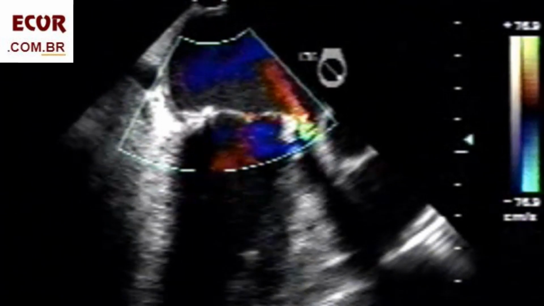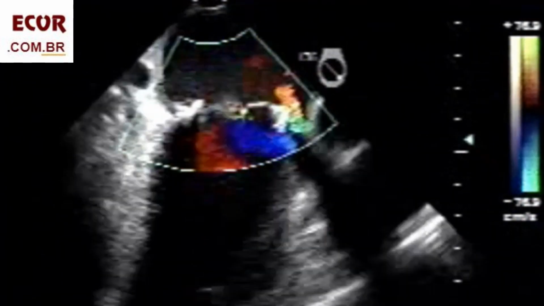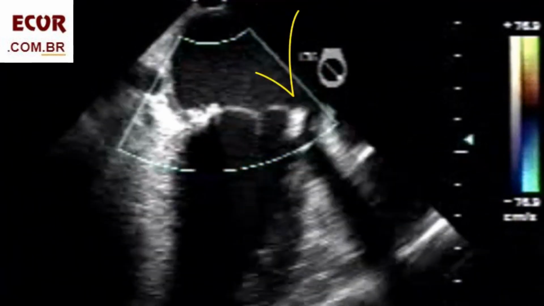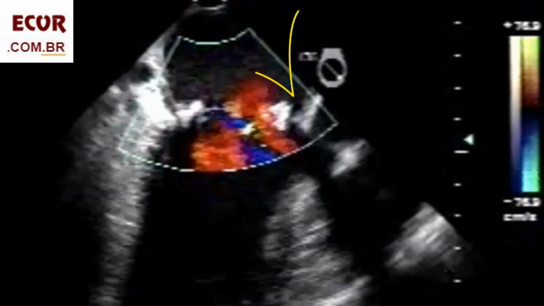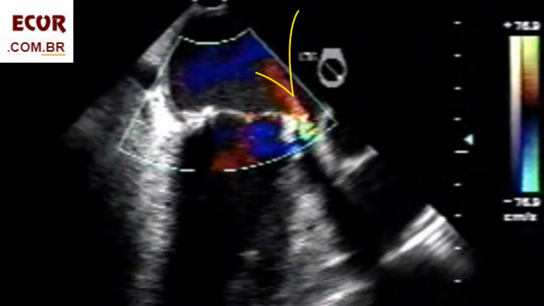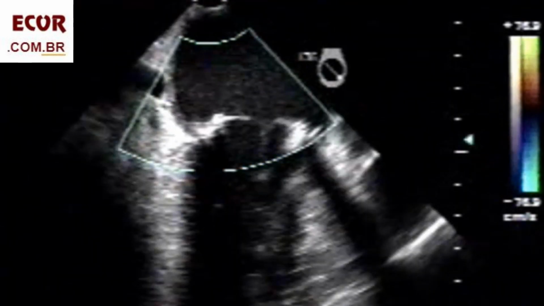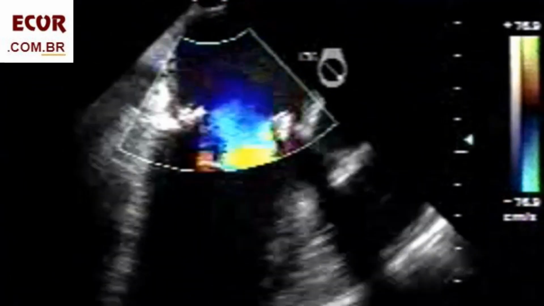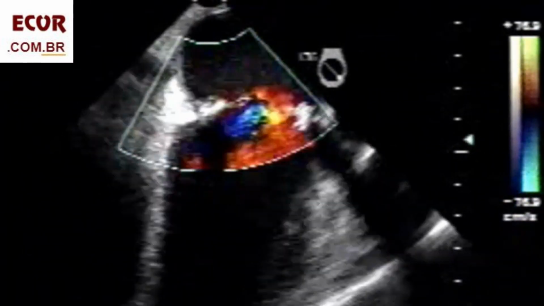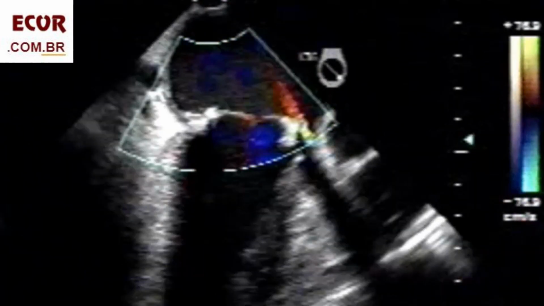Color Doppler shows the regurgitation to be paravalvular, mild to moderate. This kind of regurgitation is a frequent complication of endocarditis, which adds to the possibility for the differential diagnosis. Obviously, the clinical impression is also very important.